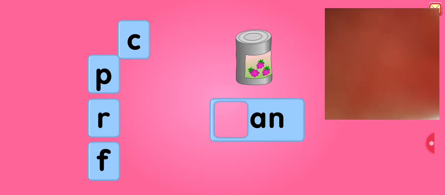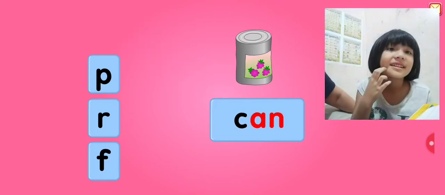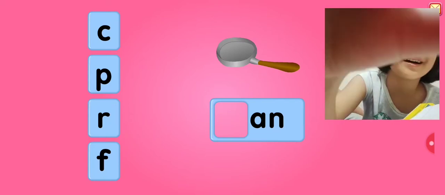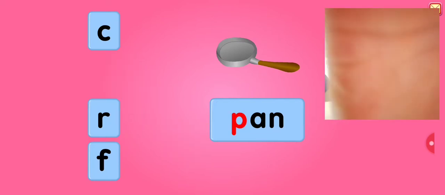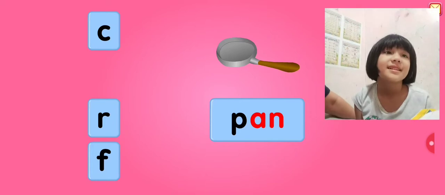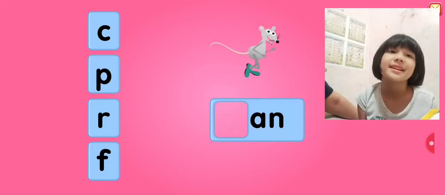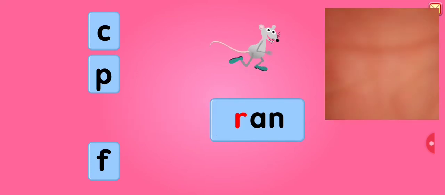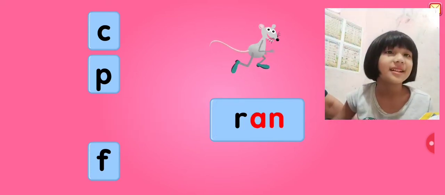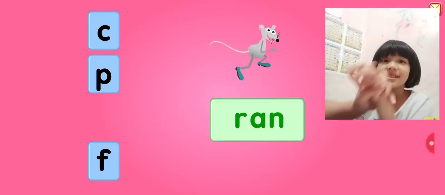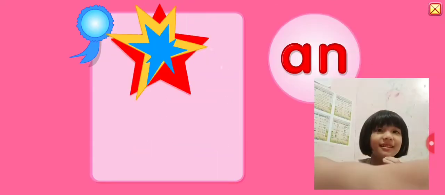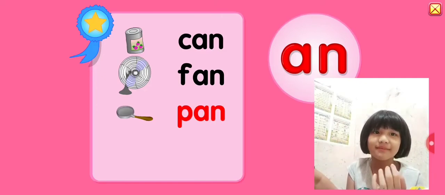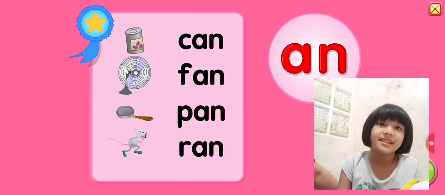Can. Just k. An. Can. Pan. A pan. An. Pan. Ran. Yeah. Use this one. All right, you know, can, fan, pan, ran.